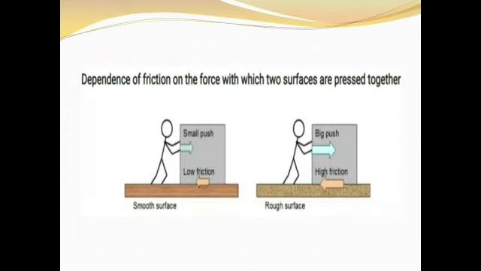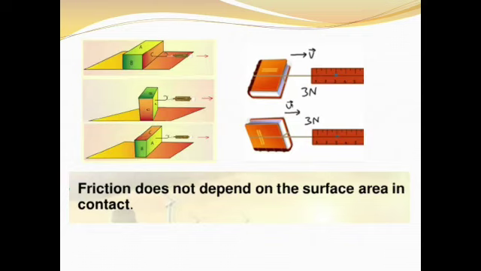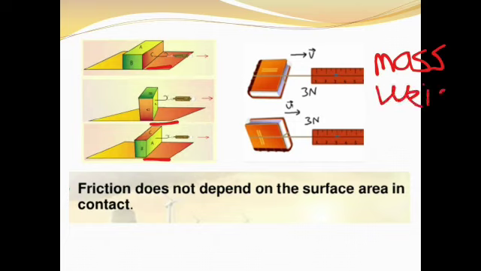Friction depends on the surfaces being pressed together. The smaller the push, the lower the friction. The higher the push, the higher the friction. Friction doesn't depend on the surface area, so if the box is over here also, it gives the same friction, but it depends on the mass and the weight.